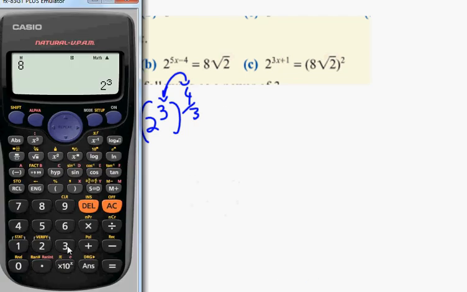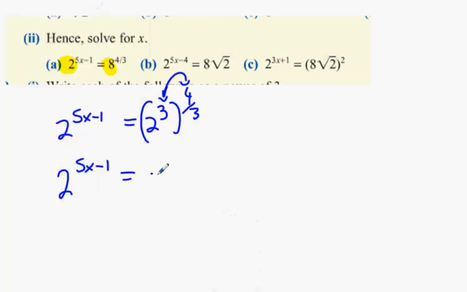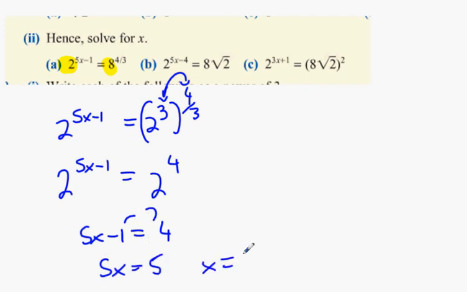You won't take any risks. No point. And you'd get 4. You have all the time in the world, right? 2 to the power of 4. Now what can I do? Yeah. 5x equals 5x equals 1.